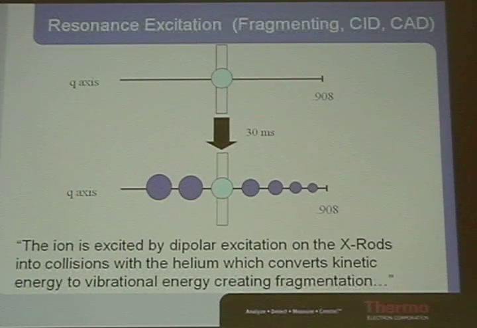So the difference between isolation and fragmentation is the power. Isolation was 160 volts. The unwanted ions are just blown out of the trap. This is max 5 volts. So when you type in a collision energy of 35%, you're saying give me 1.7 volts of X rod excitation.